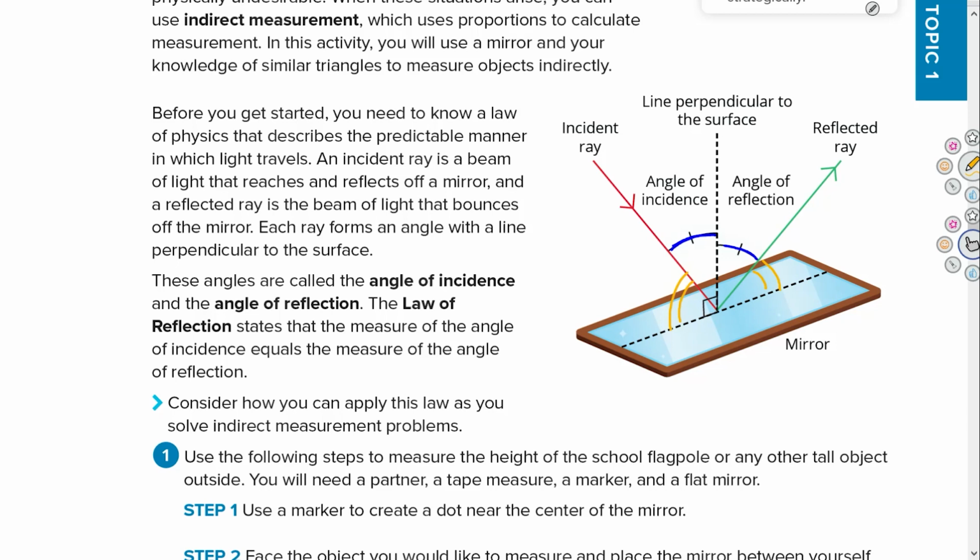It's also true if you throw a ball against a wall. It will bounce like this, except gravity will pull on it. But if there's no gravity, it would bounce off at the same angle it comes in at. That's the idea of light. So we will use that fact of light bouncing with congruent angles to find some missing lengths.